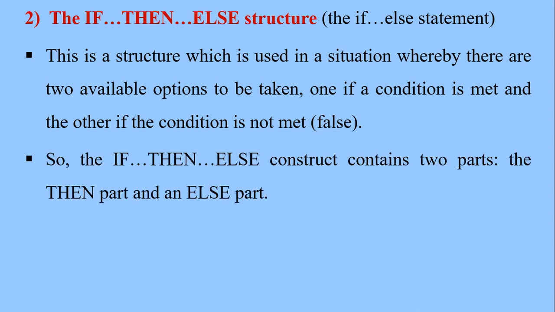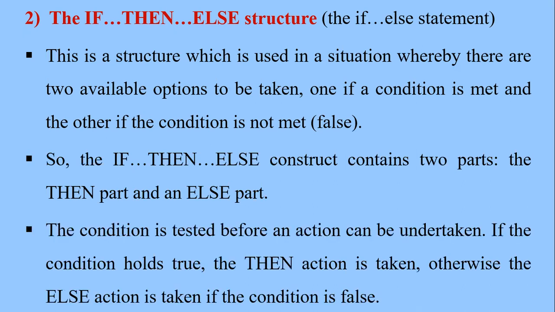So the if-then-else construct contains 2 parts, the then part and the else part. The condition is tested before an action can be undertaken. If the condition shows true, then the then action is taken. Otherwise, the else action is taken if the condition is false. Simply, my dear students and the rest of the learners, this control structure allows a set of instructions to be carried out at a certain given time, either when the condition is true or when the condition is false, but not both.